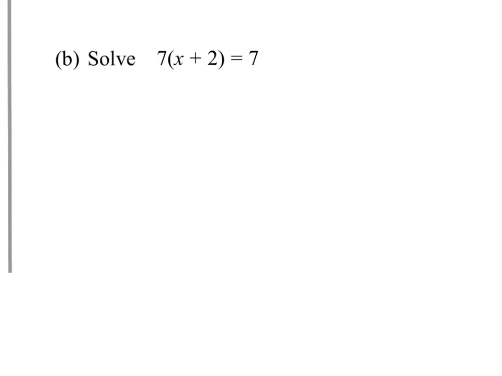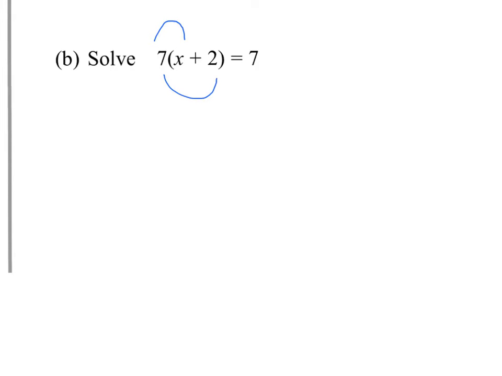So for part B of this question, I've been asked to solve this equation. The first thing I notice is that I have a bracket in this equation. Okay, so the first thing I'm going to do is expand the bracket, which means removing the bracket from this equation. There's several ways you could do this. You could use a little grid method, or you could use the arrow method, which is what I'm going to do.